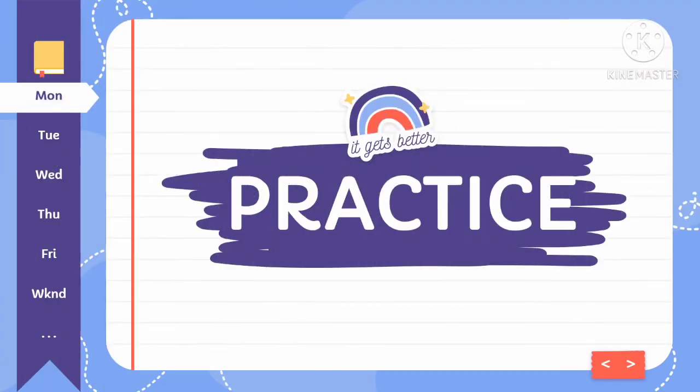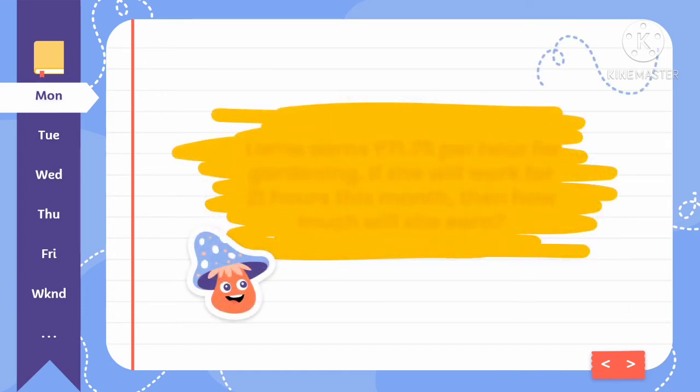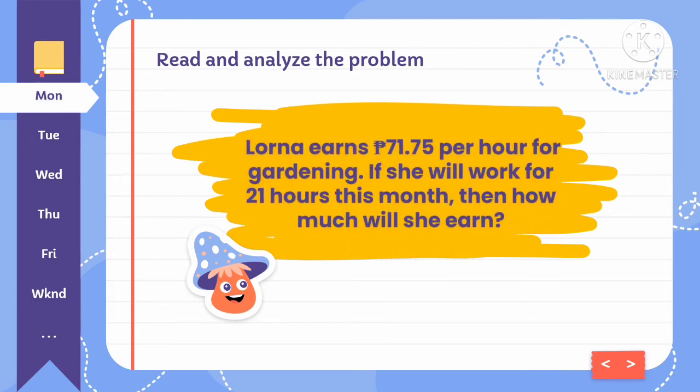Okay, so let's have some practice exercise para mahasa natin yung skills natin in solving a problem. So let us read and analyze this problem. Lorna earns 71 pesos and 75 centavos per hour for gardening. If she will work for 21 hours this month, then how much will she earn? So si Lorna, kumikita siya ng 71 pesos and 75 centavos per hour sa paggagardening. Kung siya ay magtatrabaho ng 21 hours sa isang buwan, magkano ngayon ang kanyang kikitain?